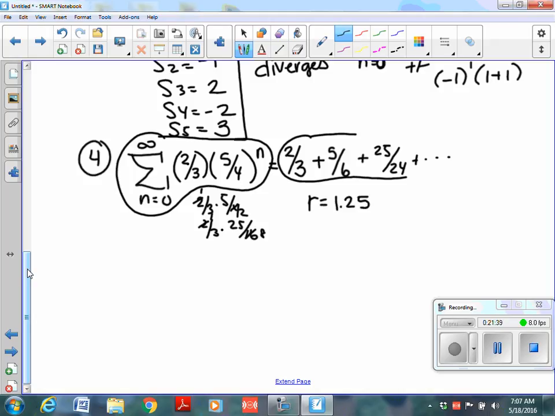The way to check it is, again, how did I get that? I took 5/6 and divided it by 2/3. I'm going to make sure it's right because I'm going to take the third one and divide it by the second one. So I'm going to put in my calculator, 25 divided by 24, divided by, parentheses, 5 divided by 6, and it's also 1.25. So this is a geometric series.